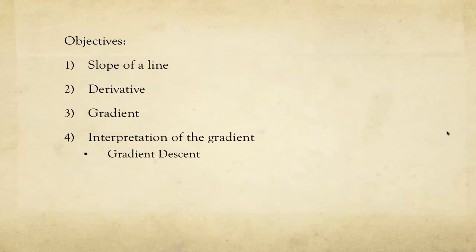The objective for this lecture is we'll talk about what is a slope of a line, then we generalize that into a derivative, and then we generalize that into a gradient, and then we'll talk about how to interpret the gradient. The interpretation of the gradient is actually very simple, and is actually going to be the main ingredient for an algorithm called gradient descent, which we talked about in the last lecture. This is really the last algorithm that we need for our program.